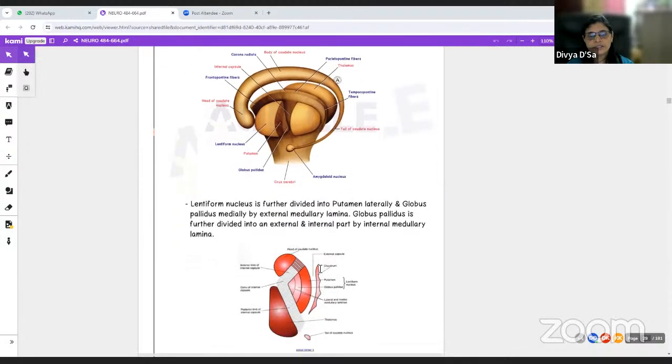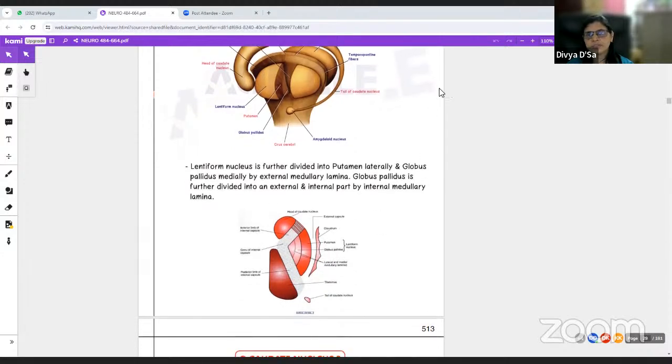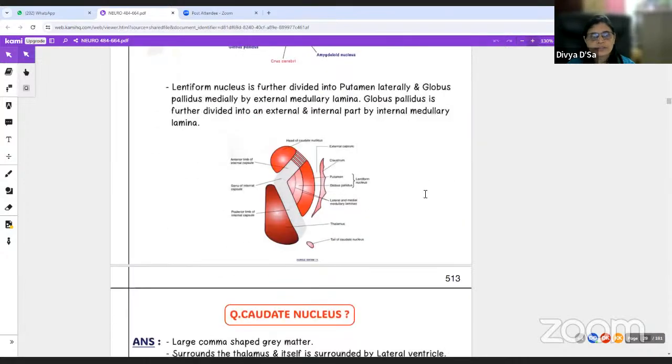So the lentiform nucleus, now here if you see, okay, let's just enlarge the diagram so you can see it further. So this is the internal capsule. This is the head of the caudate nucleus. This is what we said, why it is connected. Okay, this is the lentiform nucleus, which is further divided into the putamen and globus pallidus by the external medullary lamina. And the globus pallidus is further divided into external and internal parts by the internal medullary lamina. This is the internal medullary lamina.